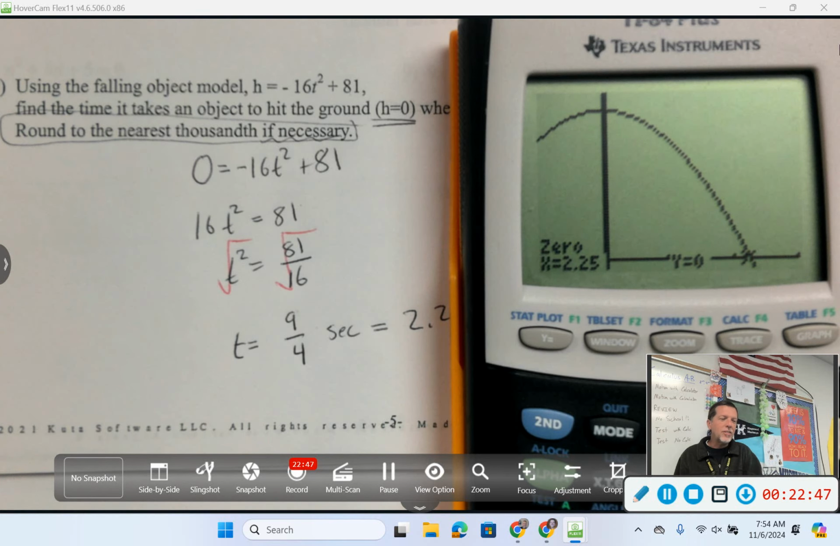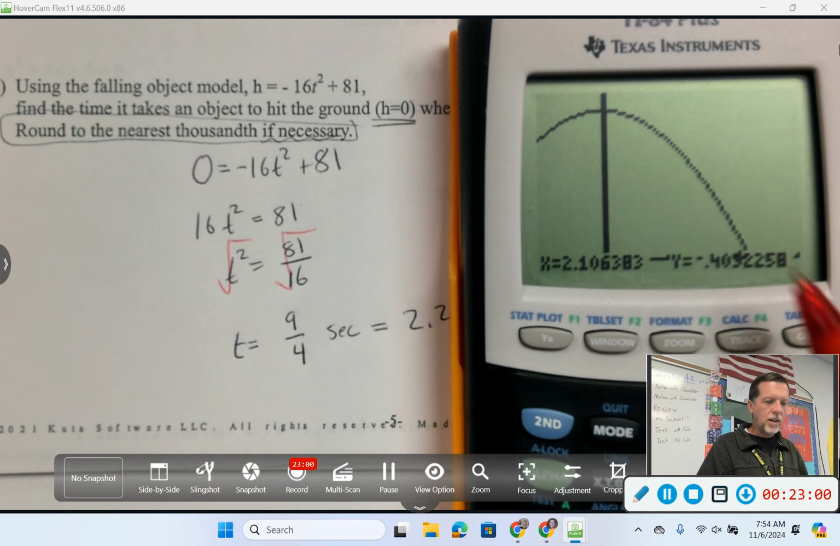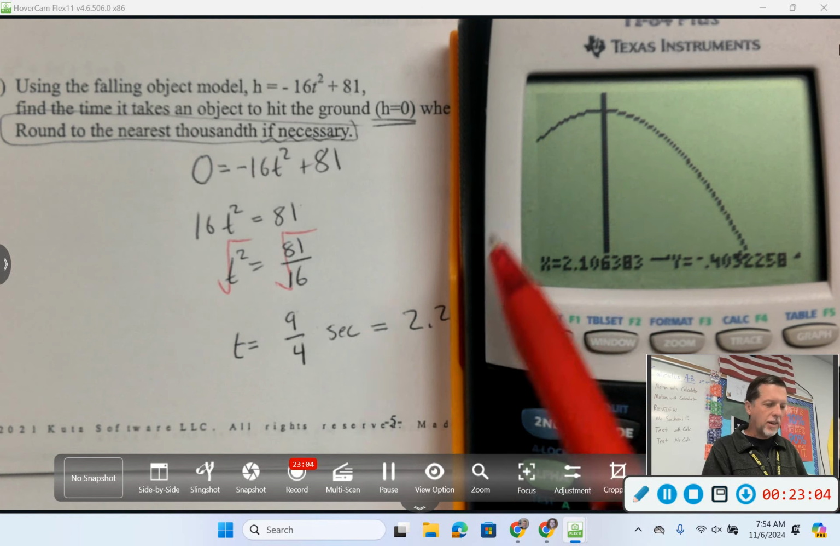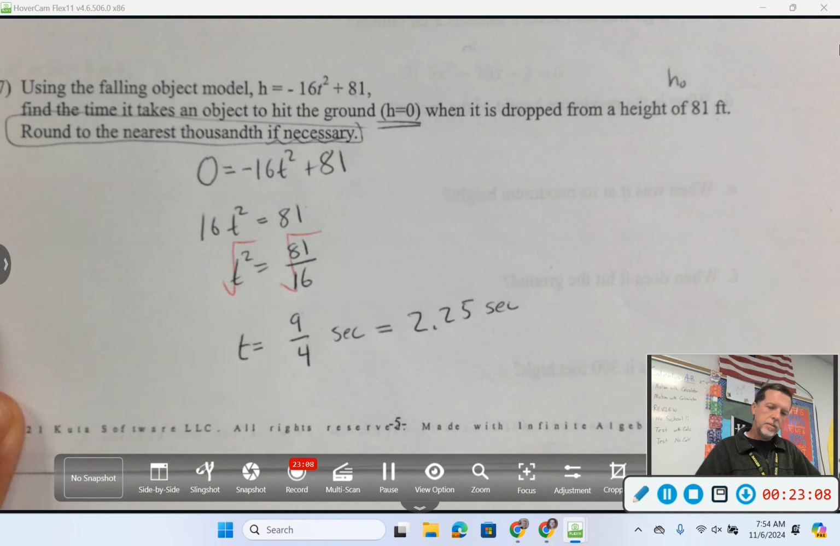That one was pretty easy without the calculator. But if we gave you a harder problem, then the calculator might have been more helpful. It also helps you visualize it. Oh yeah, this thing does indeed start at 81 and crosses at 2.25. And you can kind of make sense of where the negative 2.25 comes from, even though that's not really part of the problem.